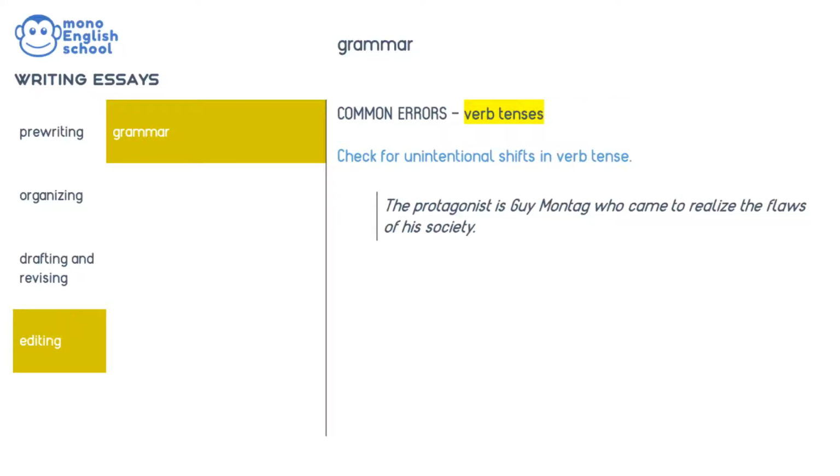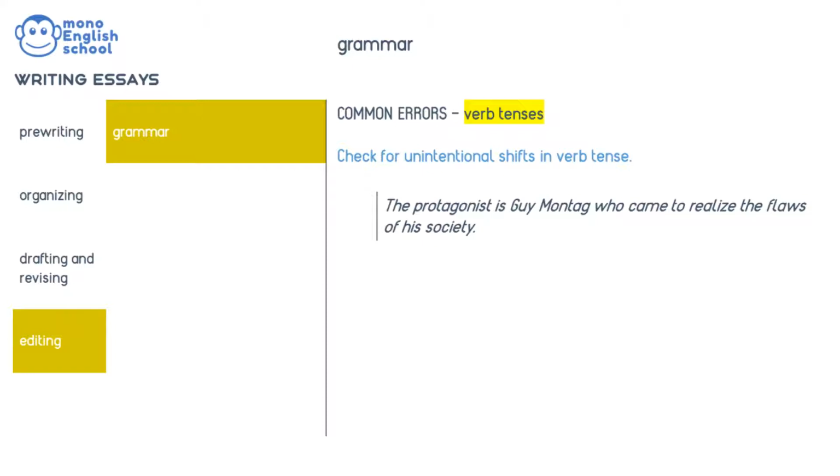A sentence may refer to 2 or more time periods, meaning that different verb tenses are required. However, unintentional shifts in verb tense that are not required can often cause confusion for readers. Our example sentence demonstrates an unnecessary shift in verb tense.